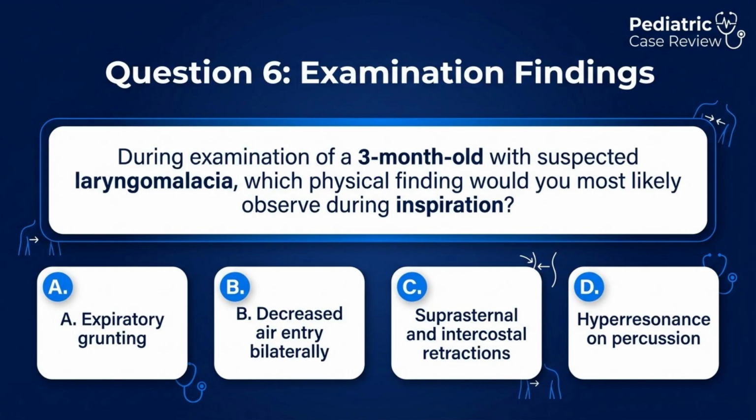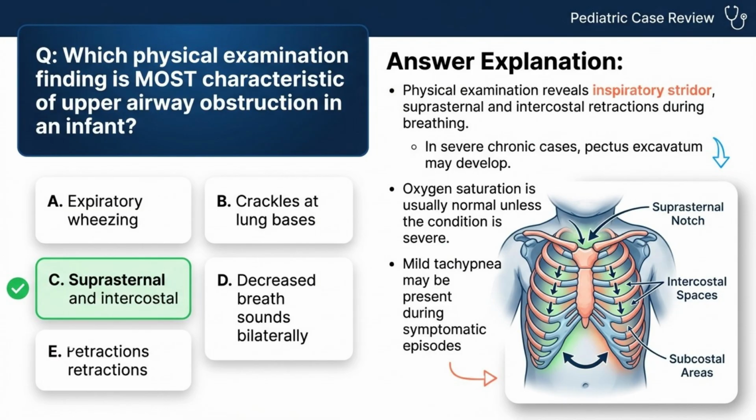Question number 6. During the physical examination of a 3-month-old infant with suspected laryngomalacia, which physical finding would you most likely observe during inspiration? Option 1, expiratory grunting. Option 2, decreased air entry bilaterally. Option 3, suprasternal and intercostal retractions. Option 4, hyperresonance on percussion. The correct answer is option 3, suprasternal and intercostal retractions.